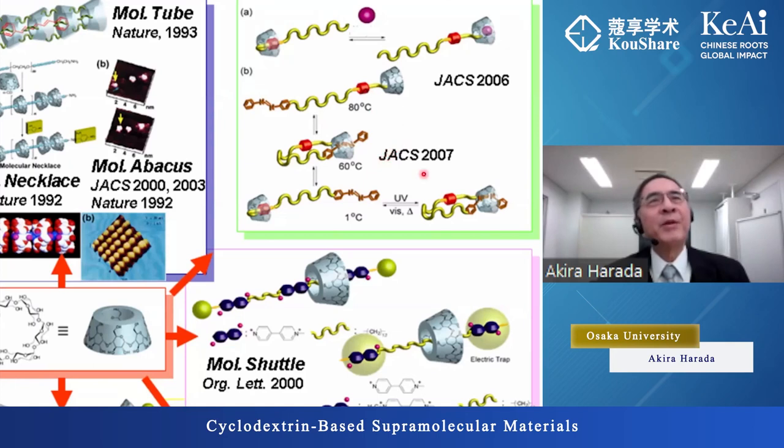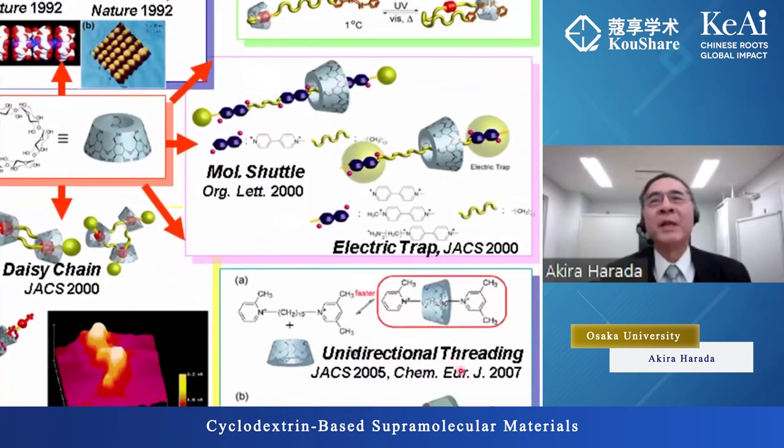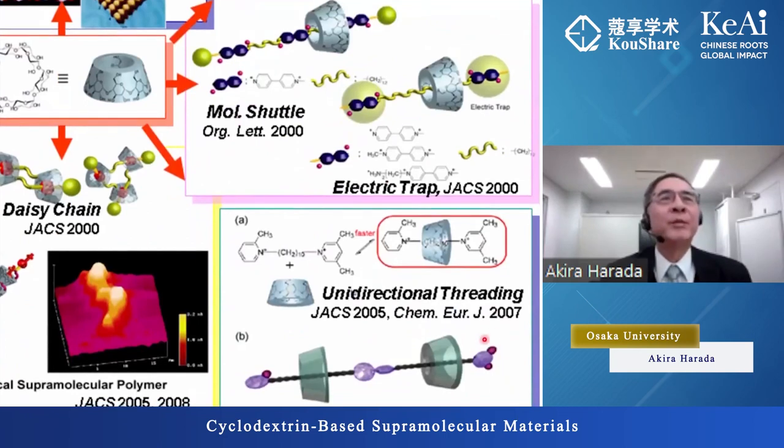We have prepared a molecular shuttle, such a molecular shuttle and an electro trap, actually here. And also we have studied unidirectional movement and unidirectional threading of the cyclodextrin ring along the polymer chain.